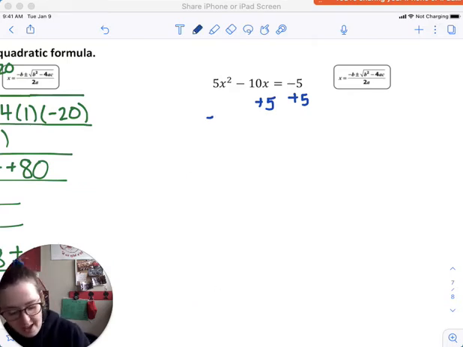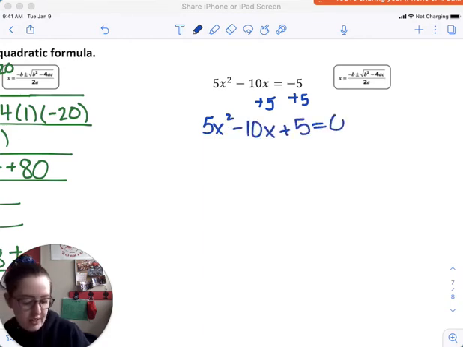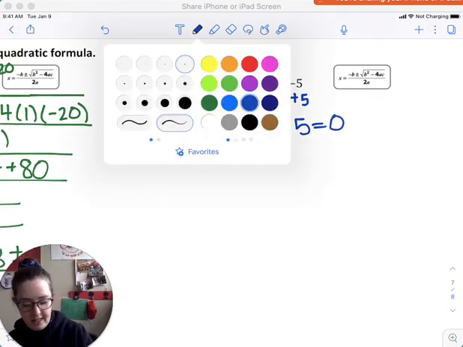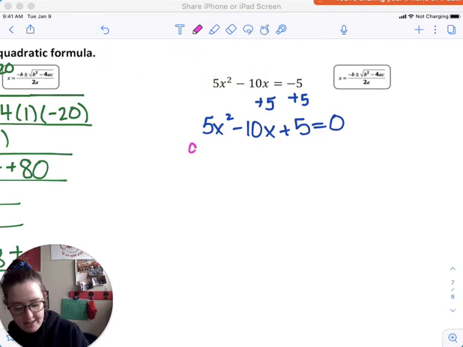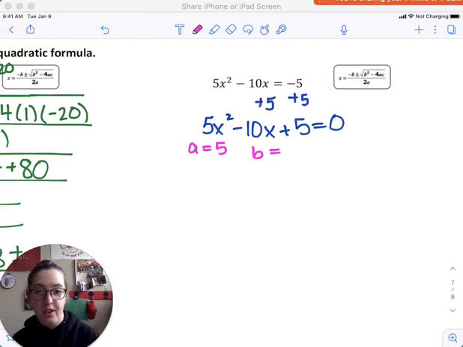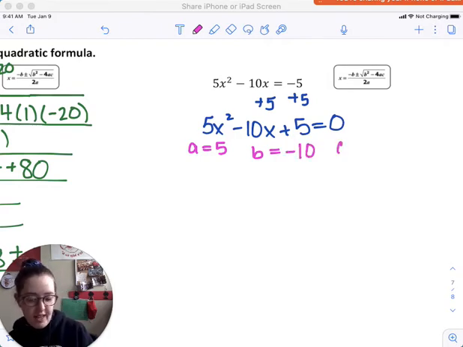So now we have 5x squared minus 10x plus 5 equals 0. So now we want to figure out what a, b, and c are. A is the number in front of x squared, so that's 5. B is the number in front of x, so that's negative 10. C is the number without an x, so that's 5. We'll go ahead and plug these into our formula.